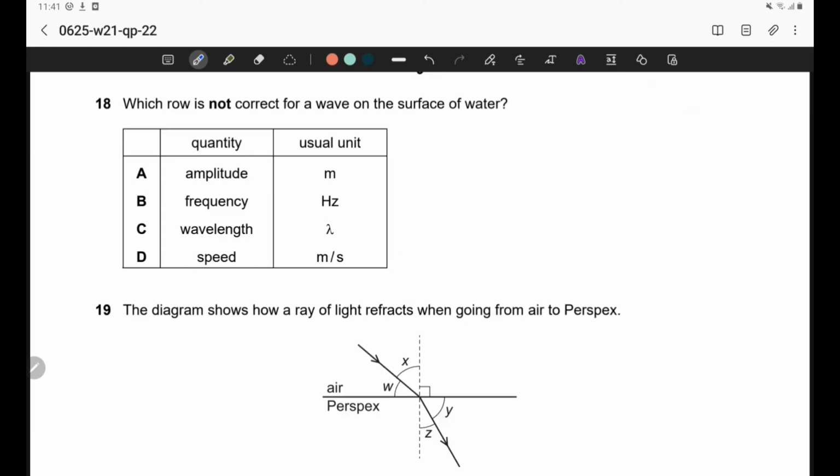Question 18. Which row is not correct for a wave on the surface of water? So in the options, different physical quantities related to a water wave are given, and their units are also given, where amplitude is measured in meter because it's the distance from the mean position to the maximum displacement. Frequency is measured in hertz. Wavelength is a distance and it's measured in meter, not lambda. Lambda is the symbol of wavelength, not the unit. And speed is correct. The unit of speed is meter per second. So the wrong row is option C.